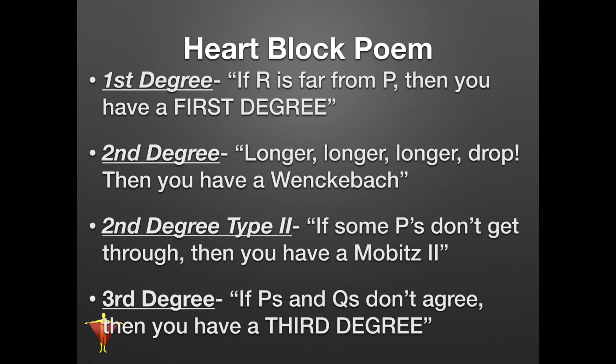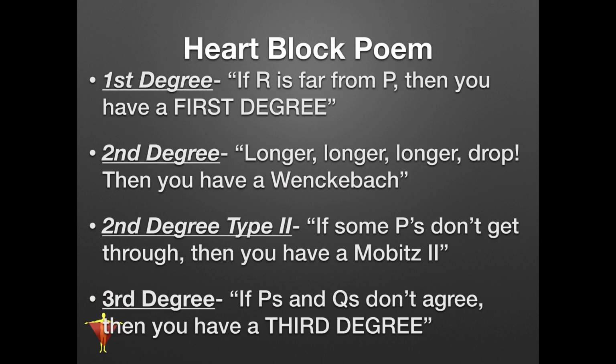So a first degree block. Let's go over these poems. So first degree: if R is far from P, then you have a first degree. Remember, we were talking about that PR interval earlier in this class specifically. Well, that's exactly what we're identifying. If we're further away than that 0.2 seconds, than one big box, what it tells us is that we have a first degree block. Is that necessarily dangerous to the patient? Not necessarily. They're not going to die immediately from it. And for the most part, it's usually just kind of watched. And a lot of times patients might know that they have it, they may not. So we may be able to identify that.